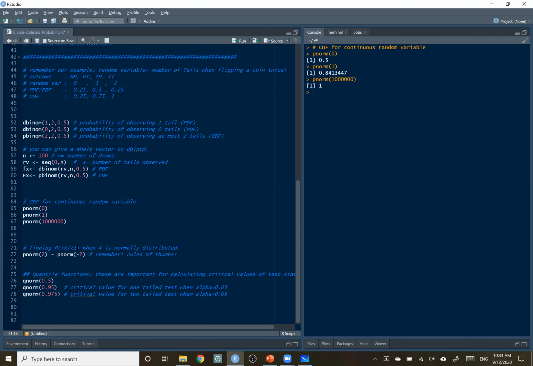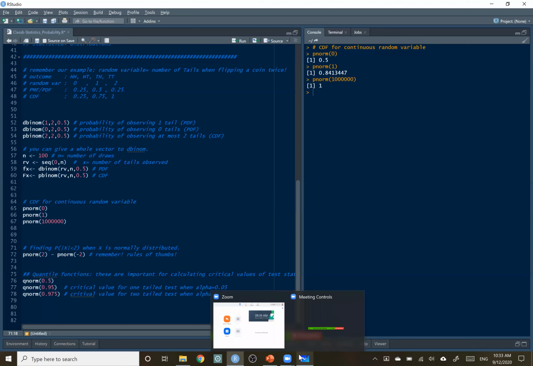Actually, I have to make it 2. What's the probability that the absolute value of x is less than 2? Let me quickly solve this one for you, and we should conclude the session.